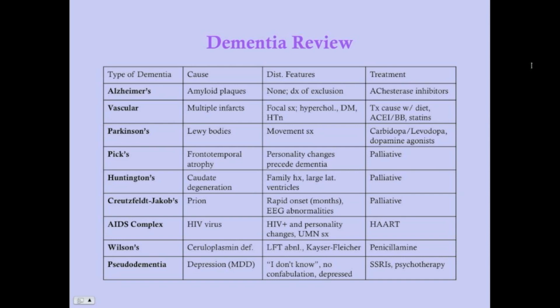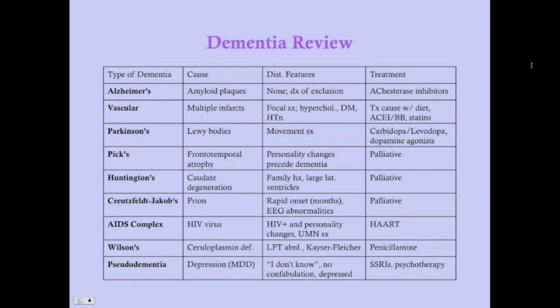Huntington's disease, the cause is caudate degeneration. The distinguishing feature is going to be a family history, and you'll see large lateral ventricles if you do a CT. Treatment here is also palliative. Creutzfeldt-Jakob disease is caused by a prion. The distinguishing factor is a rapid onset, generally within months, and then in Creutzfeldt-Jakob disease, you're also going to see on EEG synchronous sharp triphasic discharges. The treatment here will be palliative.